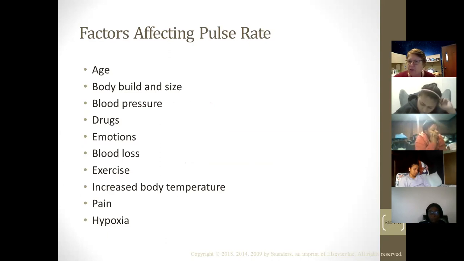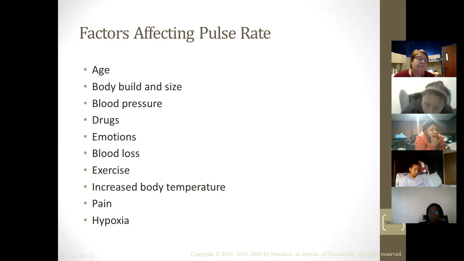Drugs can affect your pulse. Some of the heart medicines keep your pulse low. Some of the other drugs make your heart race, like your respiratory drugs. Your emotions, blood loss, exercise, increased body temperature, pain, and hypoxia.